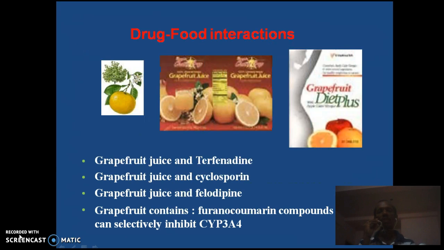The other type of interactions which requires a mention is drug-food interactions. Especially grapefruit juice has the ability to interact with many drugs like terfenadine, cyclosporine, felodipine, due to furanocoumarin compounds. So in such cases, grapefruit juice should not be consumed along with these drugs in order to achieve the set goals of these drugs.